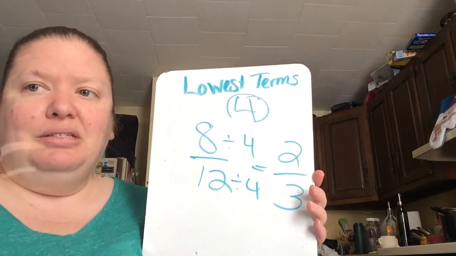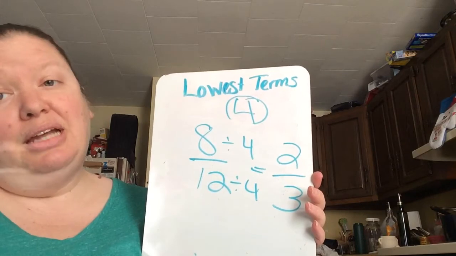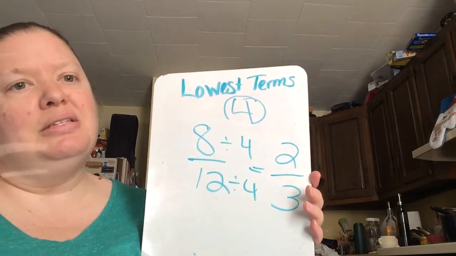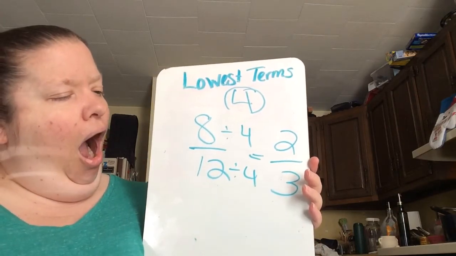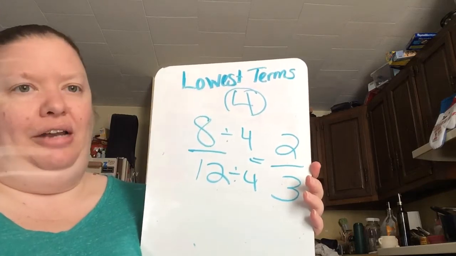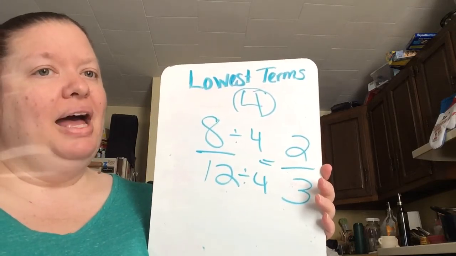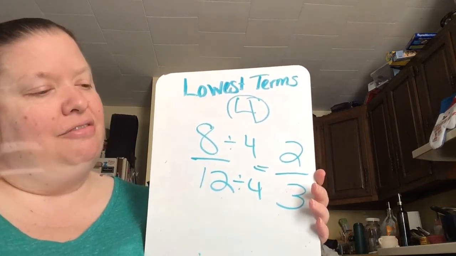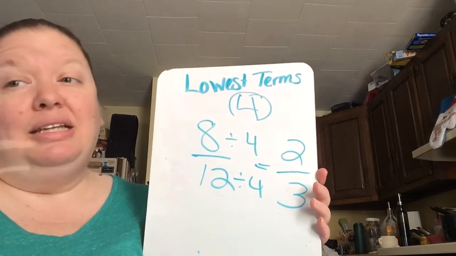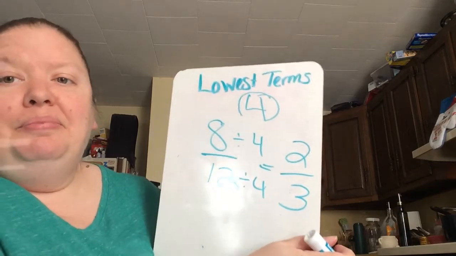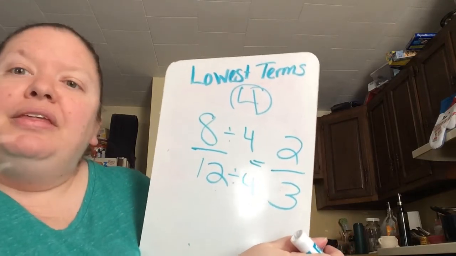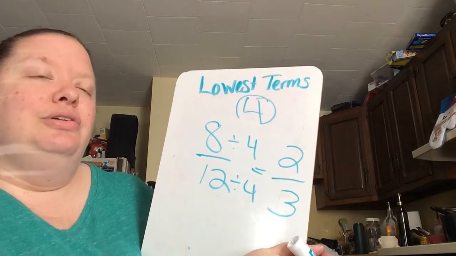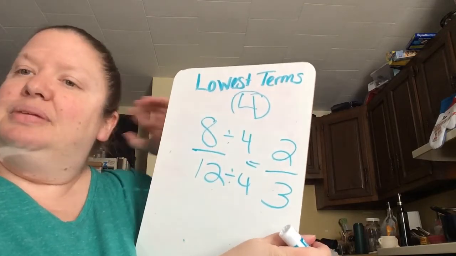Doing it in 2 steps is not wrong. Doing it in 1 step and finding the greatest common factor just makes it a little bit easier. Excuse my yawn. But it is not necessary to find the greatest common factor every time. It's a good way to do it, and I recommend it. But if you forget or you're not sure, and your two numbers are even or something like that, you may do it in more than one step. And that's quite all right.